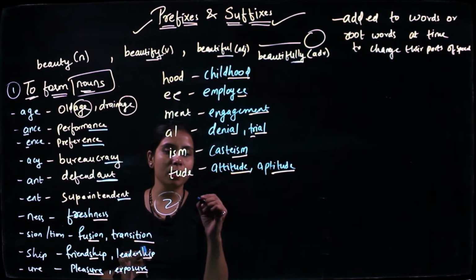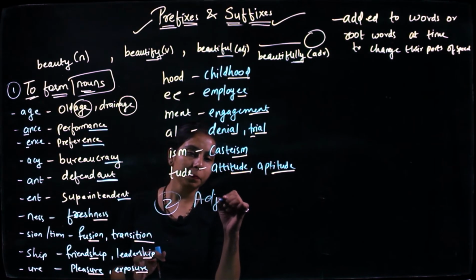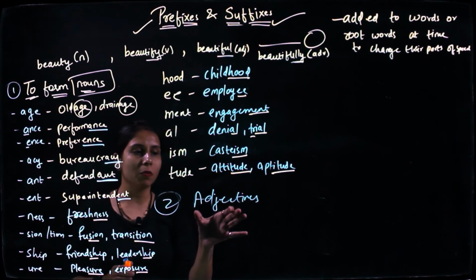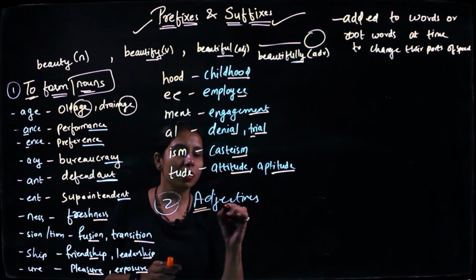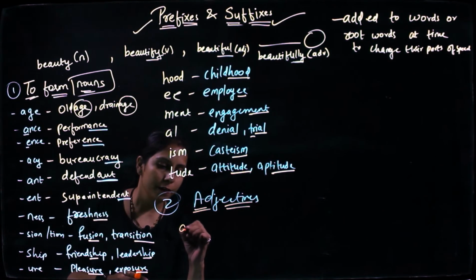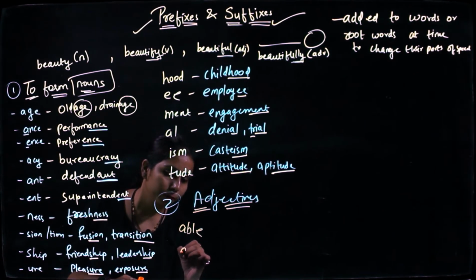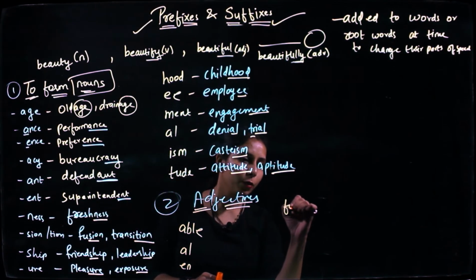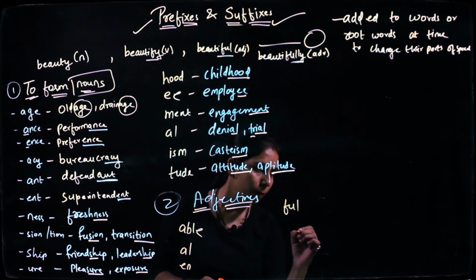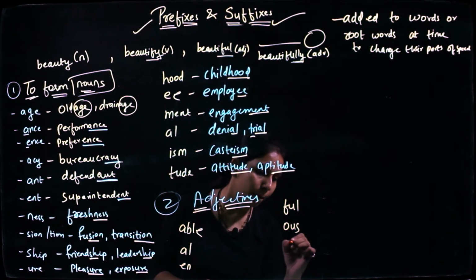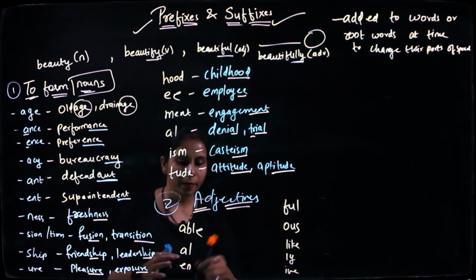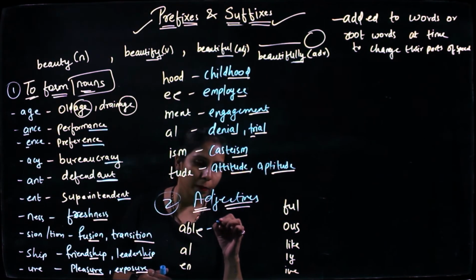Okay. Now I would talk about adjectives. The second criteria is to make it into an adjective. Certain suffixes make a word an adjective just by adding a particular suffix to it: -able, -al, -en, -ful, -ous, -like, -ly, -ive.